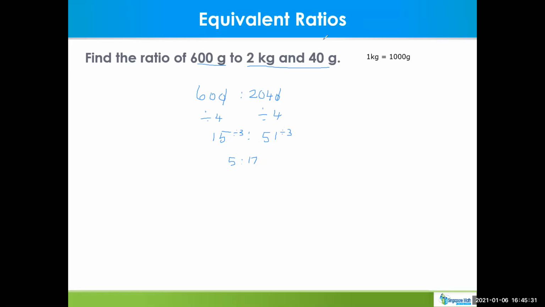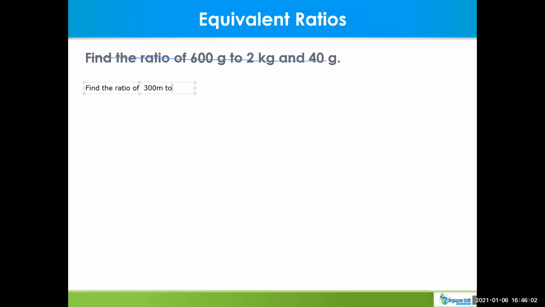Now I'm going to give you another question, something similar. Good job, Anand and Aditi. This time it's about meters and kilometers. Find the ratio of, let's see, I have to give you a very nice number. Let's do 300 meters to, oh, this one's nice, 4 kilometers and 200 meters. Isn't that basically like the last question? Yes. Okay, but yeah, all right.